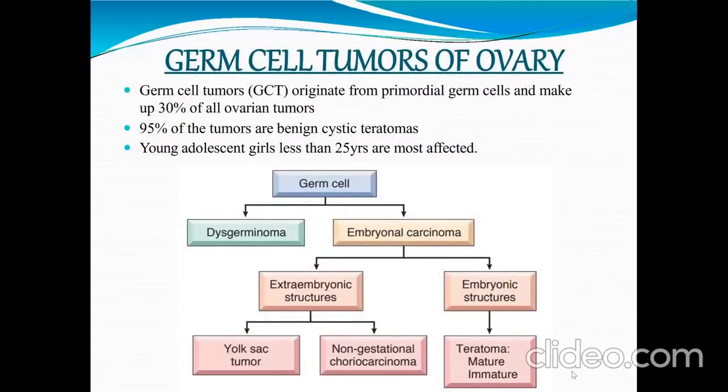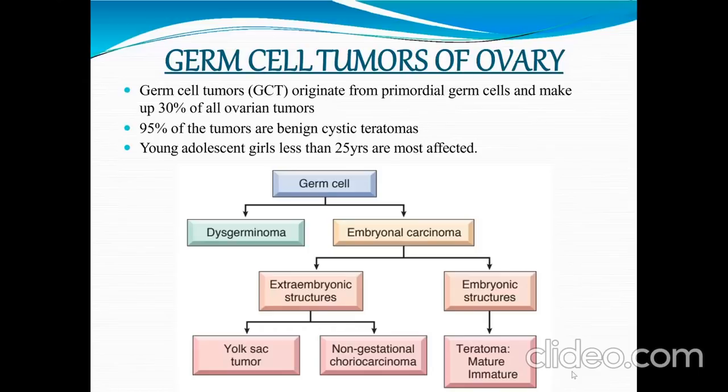Now that we have dealt with all the surface epithelial tumors of ovary, we will now take a quick look at all the germ cell tumors of ovary. Germ cell tumors originate from primordial germ cells and make up 30% of all ovarian tumors. 95% of these are benign cystic teratomas. Usually occurs in young adolescent girls less than 25 years.